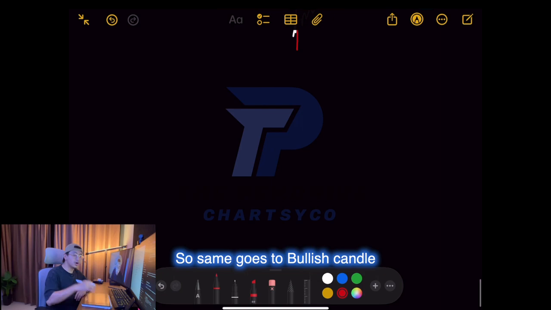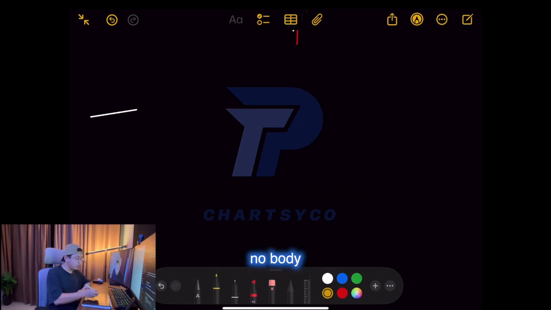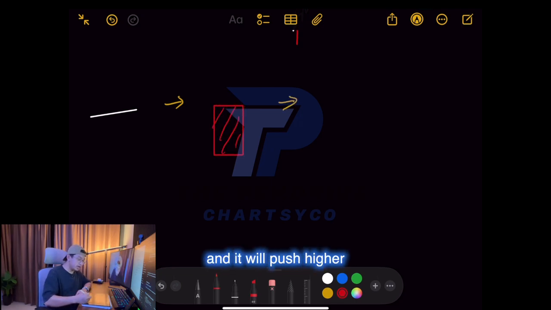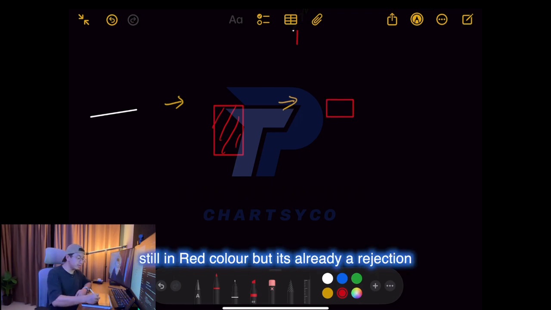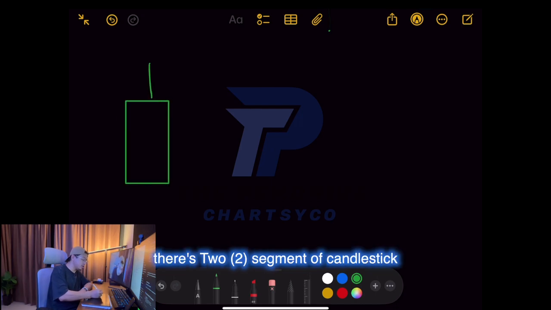So the same goes for a bullish candle. Normally it will move. The first one, nothing happened. Again, no body, no shadow, and then it moves down, only body, no shadow, and then it will push higher, still in red color, but it's already a rejection. If you guys notice, there are two segments of a candlestick.